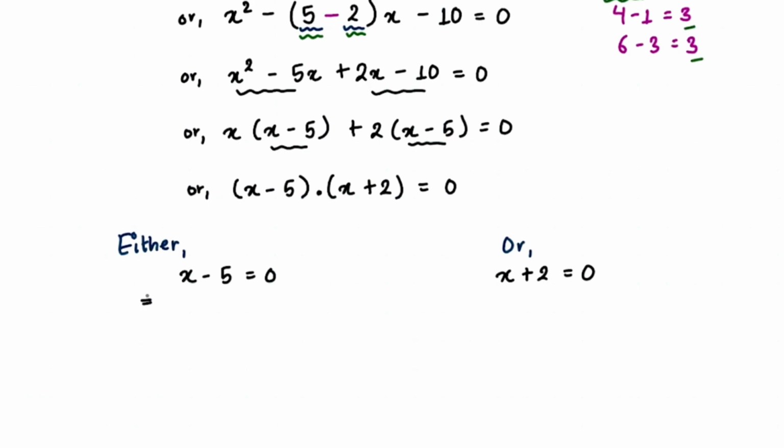And now we solve these two things. So either we have x minus 5 equals to 0. So when 5 goes to that other side, it becomes plus 5. So we have x equals to 5.